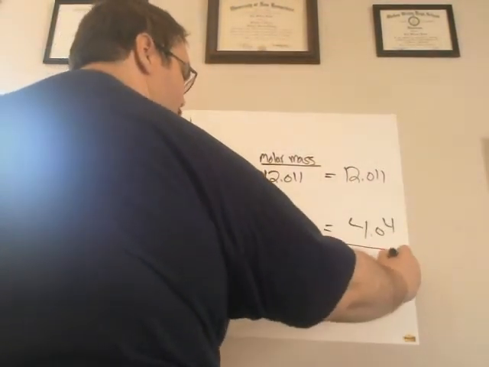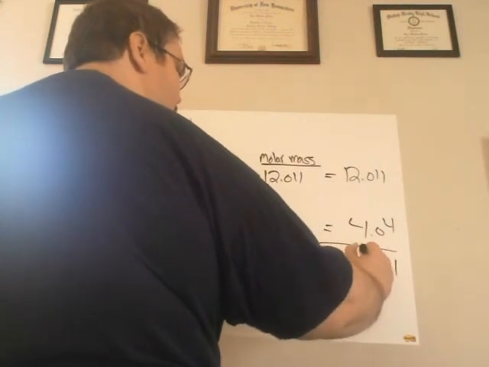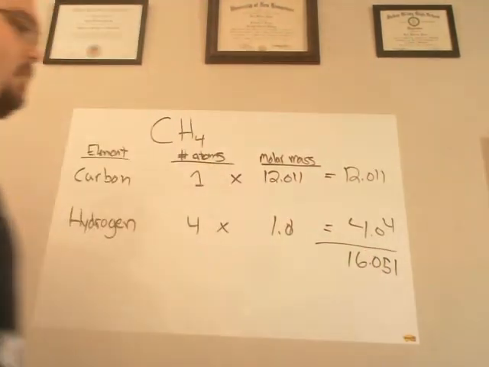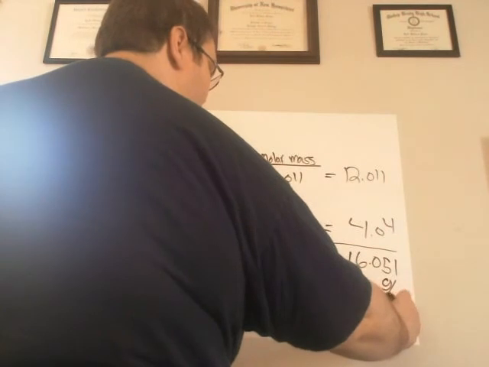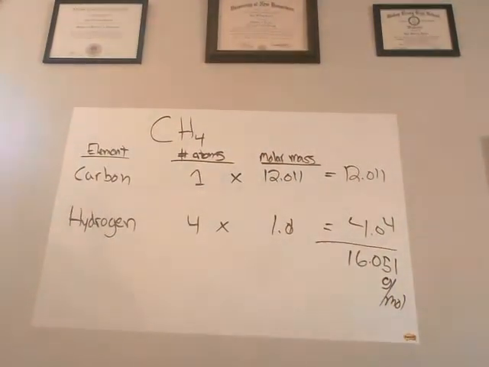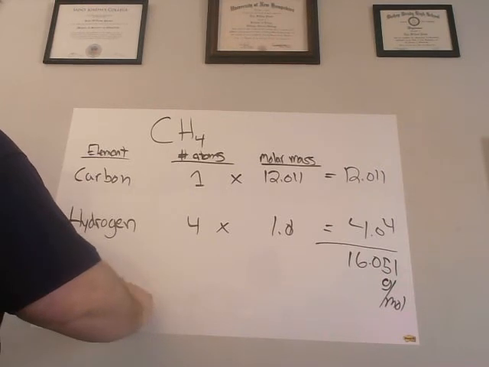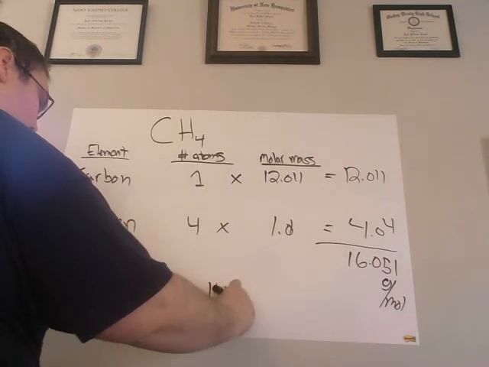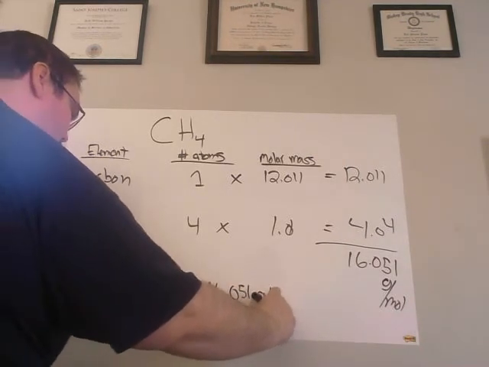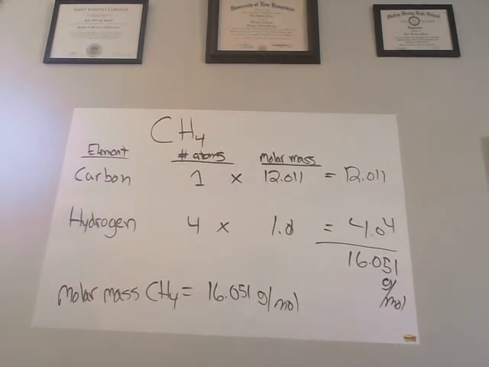So we get 16.051. And that's going to be grams per mole. So the molar mass of methane equals 16.051 grams per mole. Very simple to figure out the molar mass of a substance.